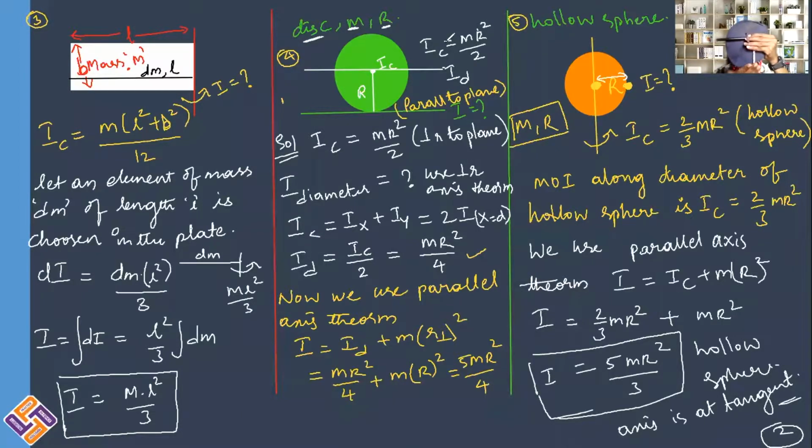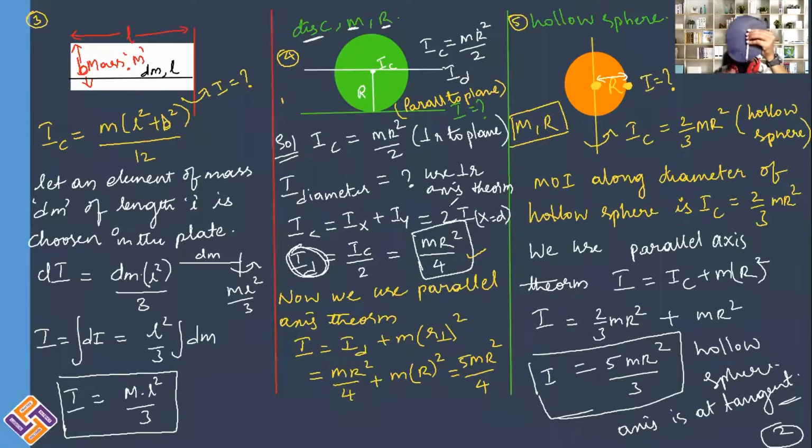This axis and this axis are identical. Moment of inertia with respect to this and moment of inertia with respect to this, both are same. We know moment of inertia with respect to this axis, it is mr square divided by 2. And with respect to this axis, Ix plus Iy is equal to Iz. So I have calculated first the moment of inertia with respect to this axis. See on the screen. This we have calculated first, ID, which is equal to mr square divided by 4.